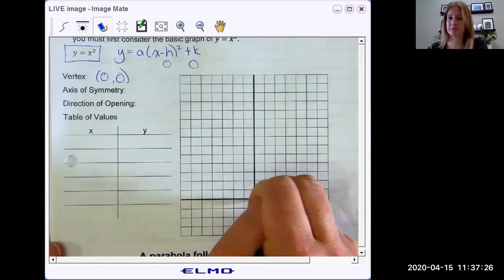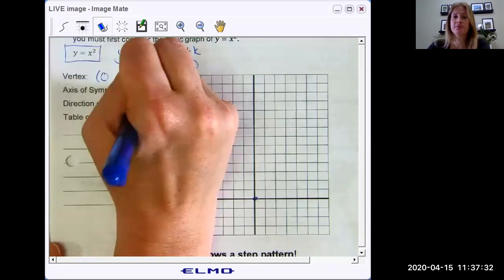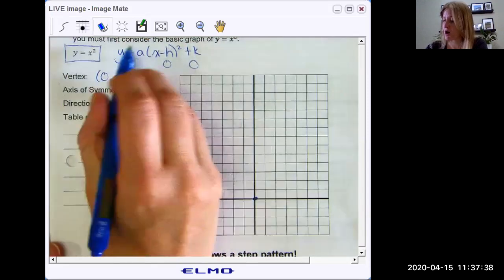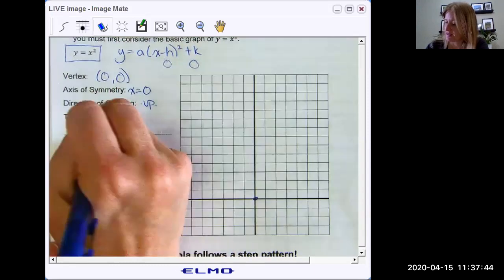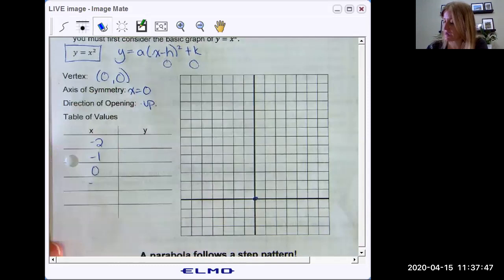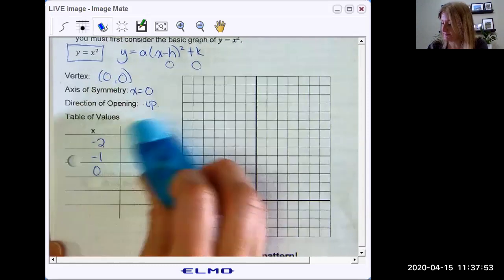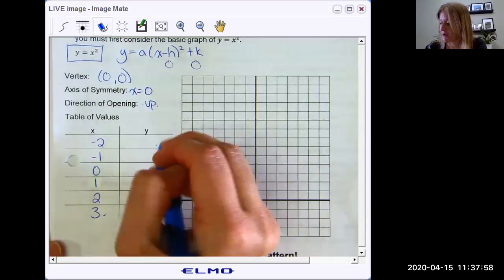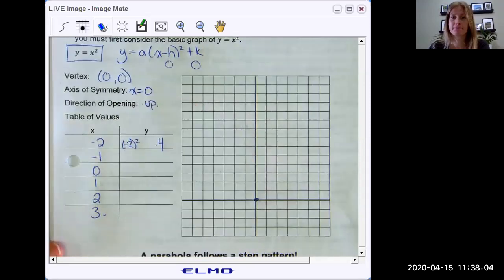I'm going to plot that right there. The axis of symmetry, remember that's x equals h, so x equals 0. The direction of opening, a is a positive value, it's positive 1, so it opens up. And let's make a table of values here with these x values, and I'd like you to be doing this as well, and fill in the y. So if y is equal to x squared, well, that would be equal to negative 2 squared, which is 4. Take a moment and fill in the rest of this.